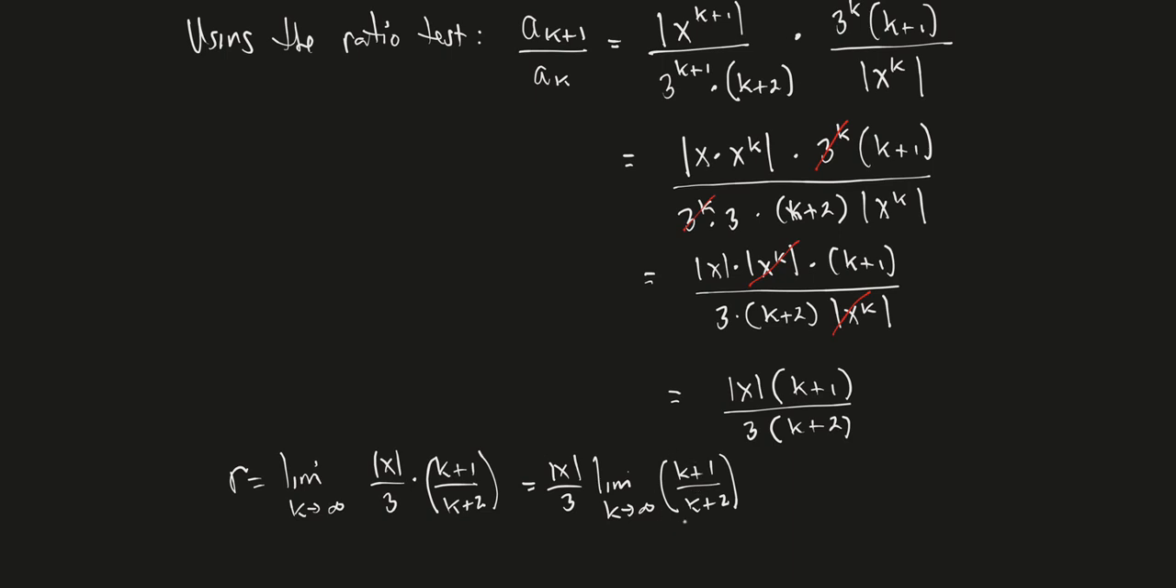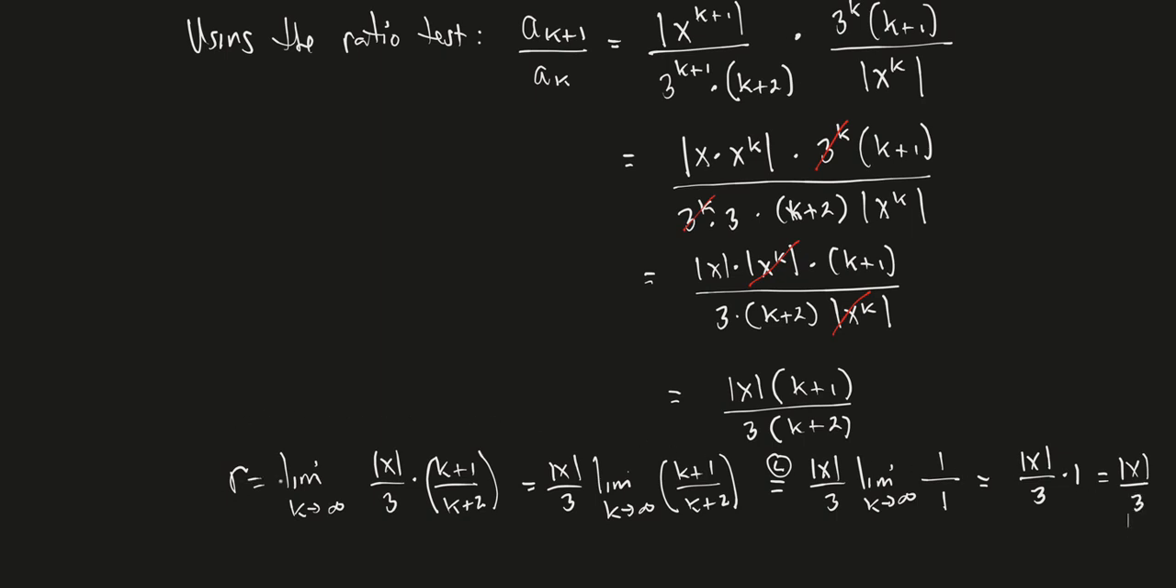But using dominant terms or using L'Hopital's if you'd like. Let me throw some L'Hopital's in there. You'll have the absolute value of x over 3 times the limit as k goes to infinity. The derivative of the numerator is 1. The derivative of the denominator is 1. So what happens here is that this limit reduces to the absolute value of x over 3 times 1, which is the absolute value of x over 3. And that's our r.